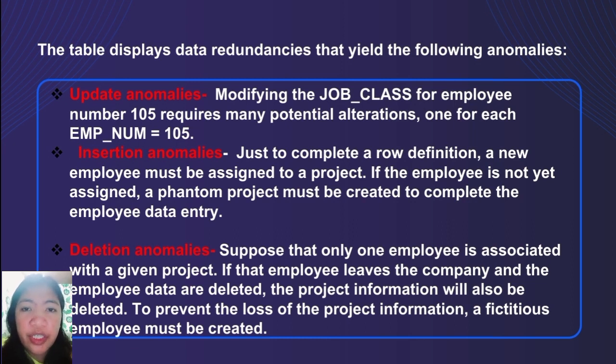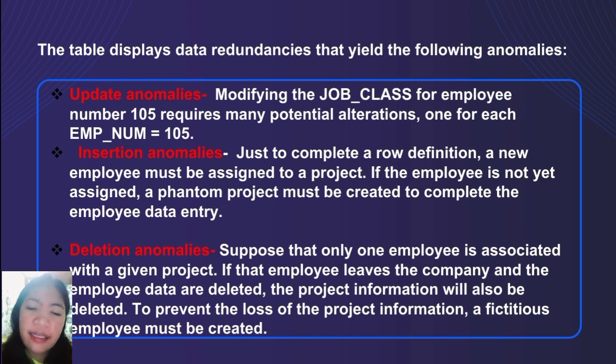Next, in insertion anomalies, just to complete a row definition, a new employee must be assigned to a project. If the employee is not yet assigned, a phantom project must be created to complete the employee data entry. So, to complete a row of data for a new employee, they must be assigned to a project. If the employee is not yet assigned to any project, a phantom project must be created just to enter the employee's data. This can result in unnecessary or fictitious project entries, leading to data redundancy and confusion.